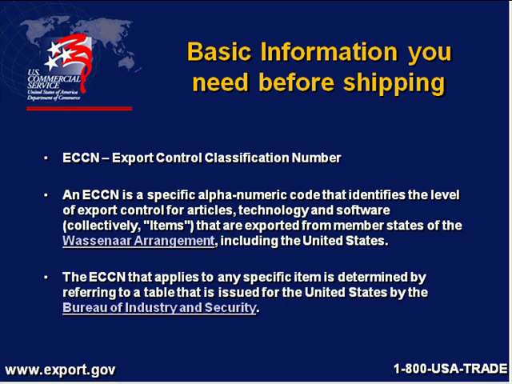The ECCN that applies to any specific item is determined by referring to a table that is issued for the United States by the Bureau of Industry and Security. ECCNs are controlled by the Commerce Department, and it will tell you where you can ship it to, what countries, who your end users are, but you have to make all those determinations prior to shipping.